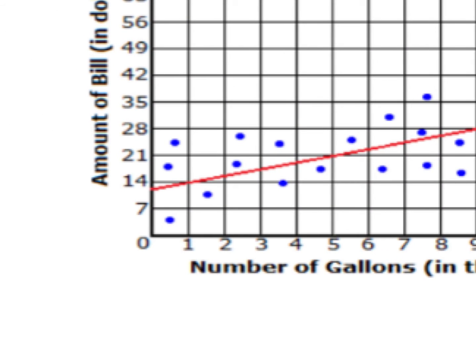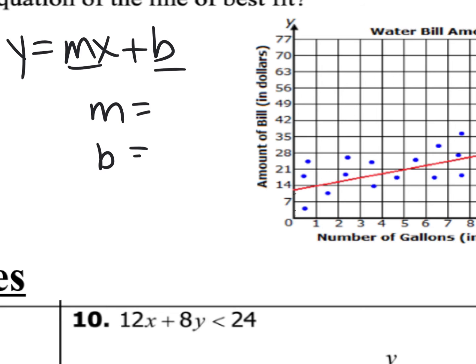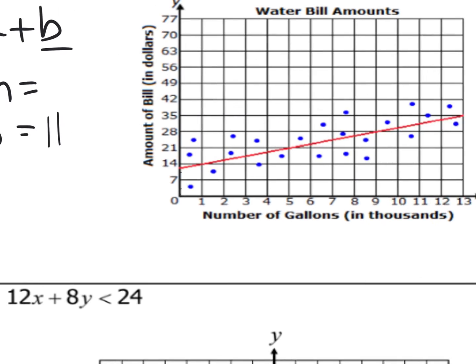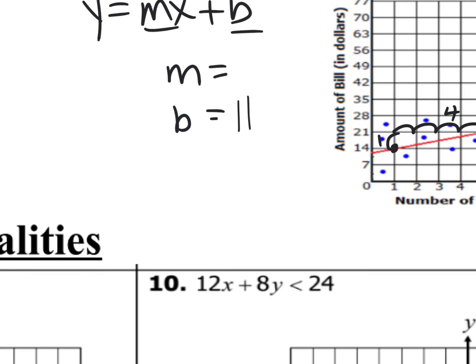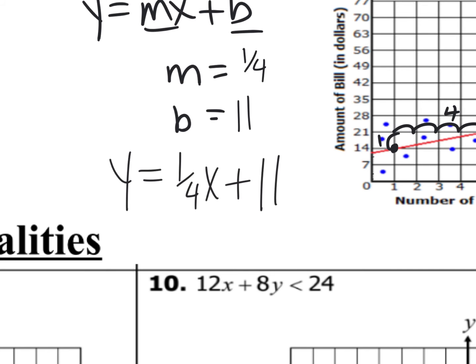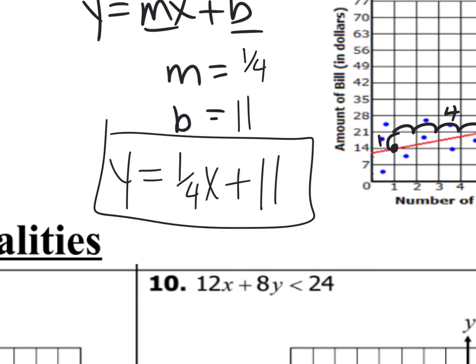Well, since these are going up by 7, that in the middle is 3.5. So I'm going to say 11 is the y-intercept. That's pretty close. And then to find the slope, I need 2 places where it goes through the grid perfectly. So that's up 1, right 4. So the equation of the line is 1/4 x plus 11.